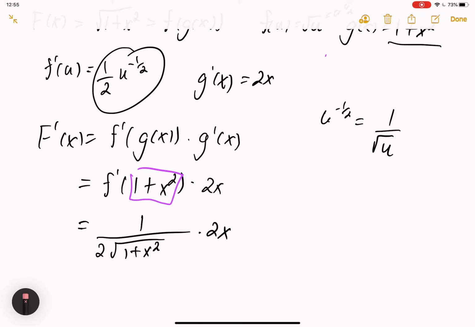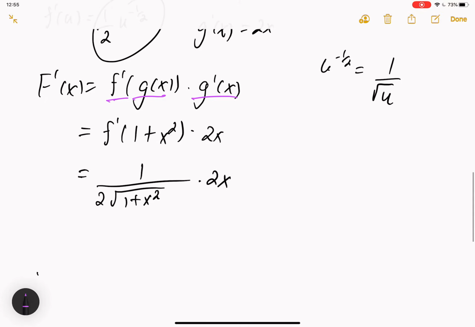And that's a really good way to think about the chain rule, is that we have two functions being composed with each other. So for the chain rule, we start with the derivative of the outside, plug in the inside, and then multiply by the derivative of the inside.